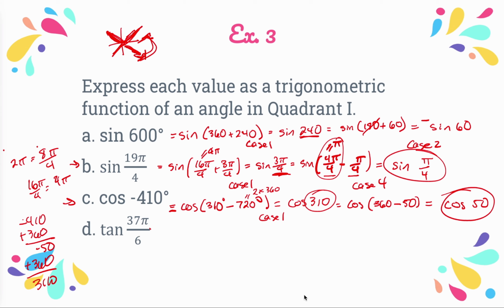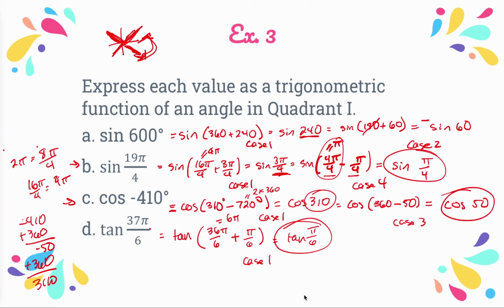Tangent, 37 pi over 6. And so that was case 3. 37 pi over 6. All right, we can make this tangent of 36 pi over 6 plus pi over 6. 36 pi over 6 is 6 pi. That's 3 whole loops around the circle. And so by coterminal angles, case number 1, that's just equal to tangent of pi over 6.